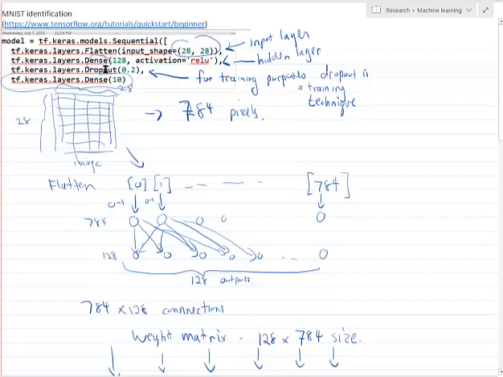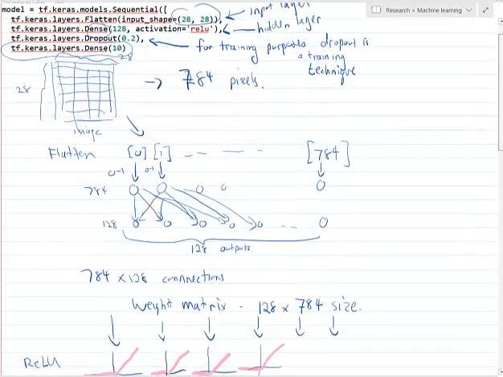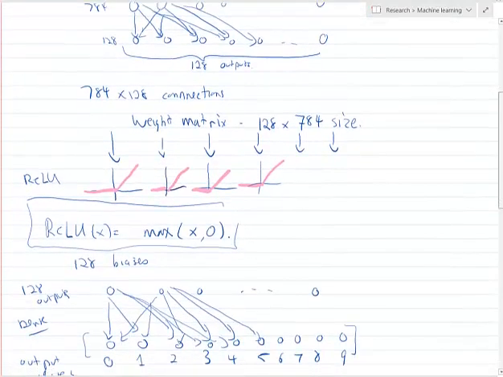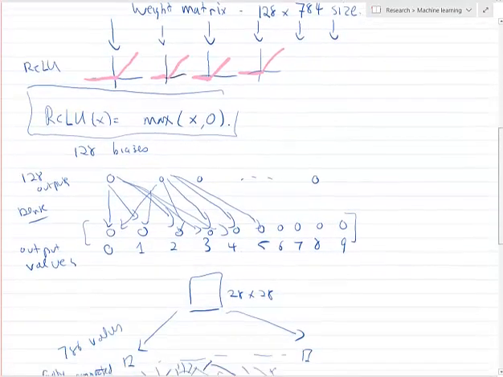All right. So if you get the overall idea here, you have 784 inputs, which are fully connected to 128 hidden neurons. And these hidden neurons are connected to 10 outputs. Now, why 10 outputs? Because there are 10 different digits.